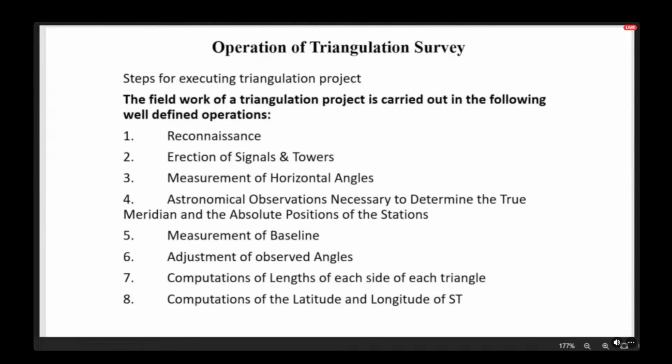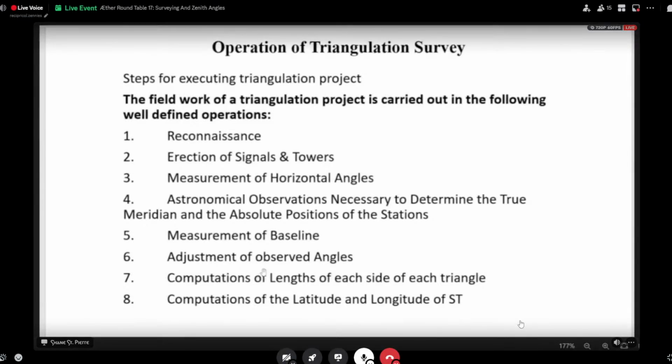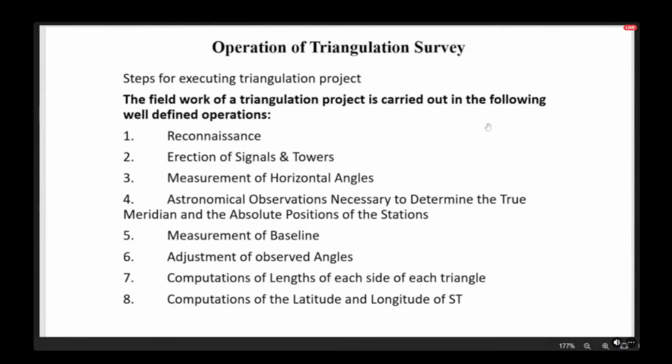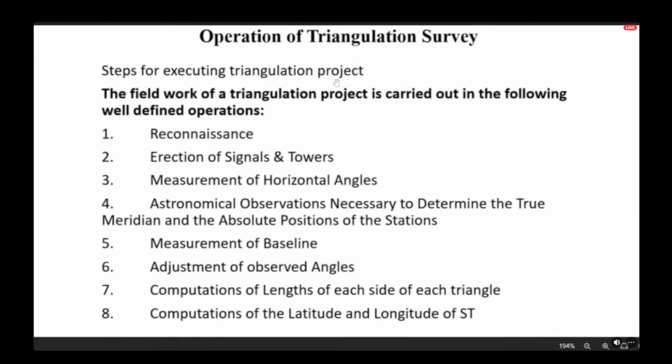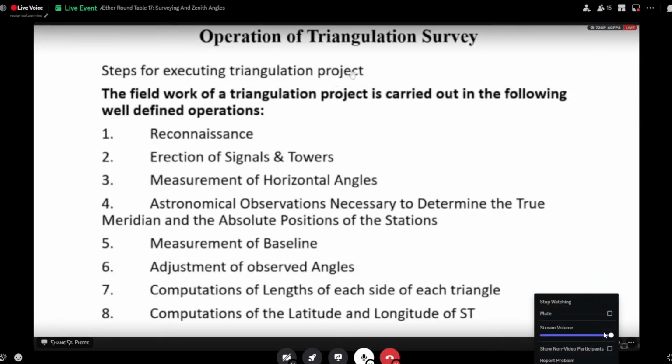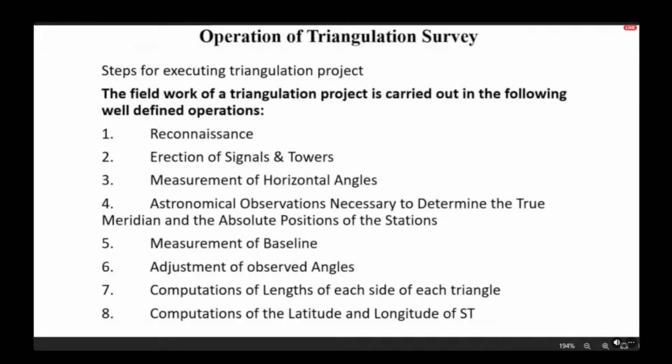And before we dive into the American arc of the parallel, let's take a look at what we can expect to find from the basic steps of what they were trying to accomplish, right? So the fieldwork of the triangulation project is carried out with reconnaissance, correction of signals and towers, measurement of horizontal angles, dropping plumb bobs, perpendicular measurements, astronomical observations necessary to determine the true meridian and absolute position of the stations, measurement of the baseline, adjustment of the observed angles, I guess based on the last few things, computations of lengths of each side of the triangle, and finally, my favorite part, the computations of the latitude and longitude. I wonder why we would need that.